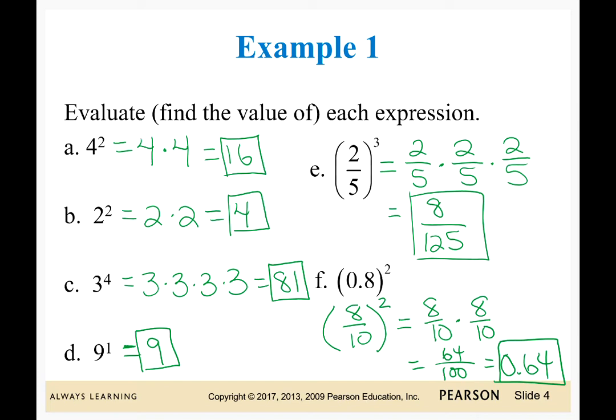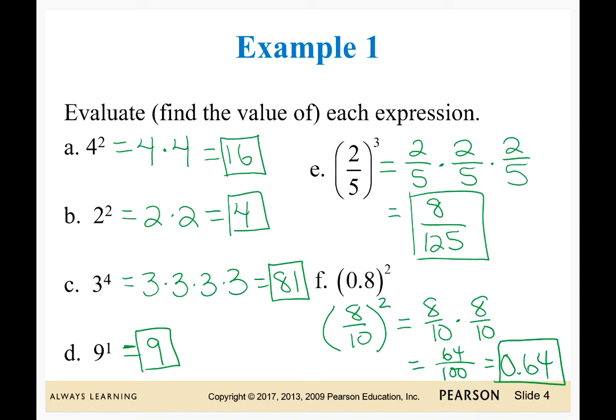Really important in math that anytime you start with whole numbers or fractions, your final answer should be a whole number or a fraction. If you start with a decimal, you can have a decimal as your final answer. But if you start with whole numbers or fractions, then you should definitely not have a decimal answer.